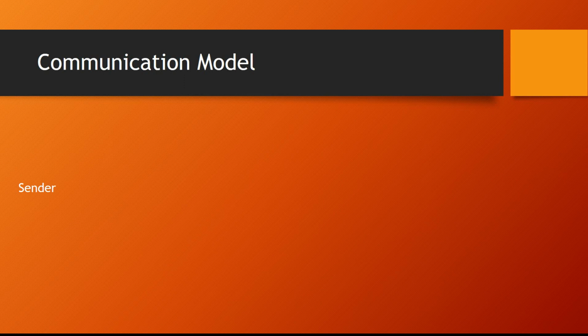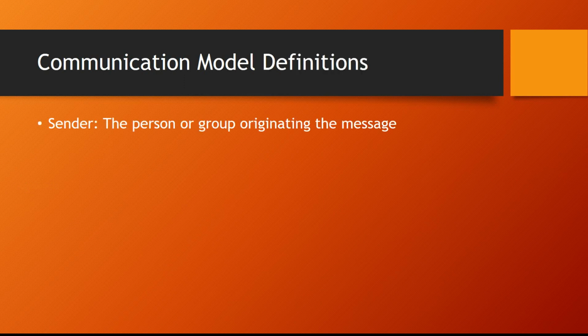So the first part we have here is the sender. Go ahead and jot that down wherever you're creating your model on your notes. The sender is the person or group originating the message. So a sender can be a single person. It can also be a group. Right now I am a single person sending you, the group, a message.